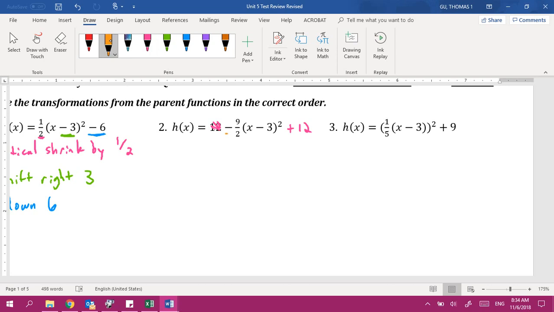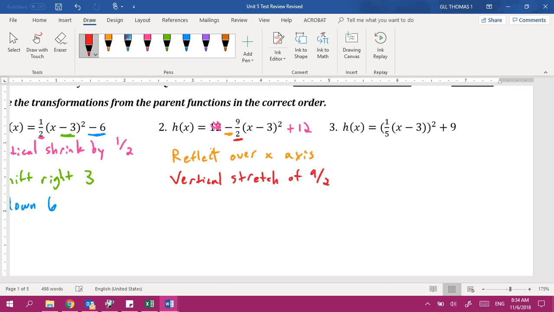Reflect over x, right? This negative sign outside the parentheses tells us to reflect over the x-axis. What is the next transformation? Vertical stretch. Okay, right? So the 9/2 is outside of the parentheses, so we know it's a vertical stretch or shrink. And how did you know it's a stretch?